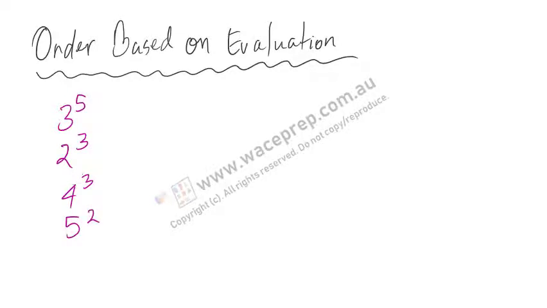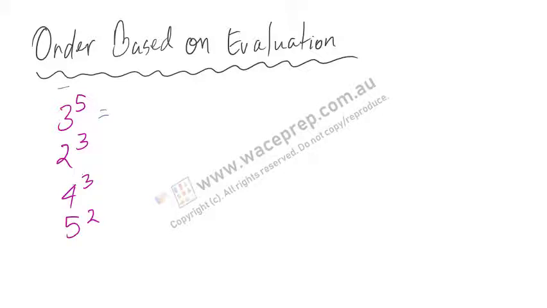Now we have 4 different numbers here, as you can see. So the numbers are all of different bases: 3, 2, 4 and 5. These are all the bases, different bases. And the powers are also different: 5, 3, 3 and 2 on all 4 different bases. Now what we are going to do is we are going to evaluate them. So let's start off with evaluation.